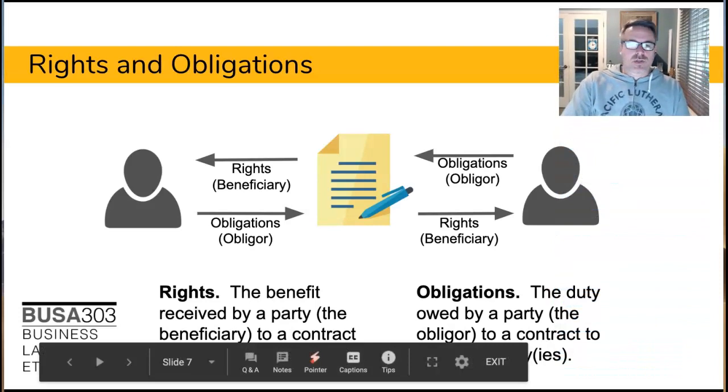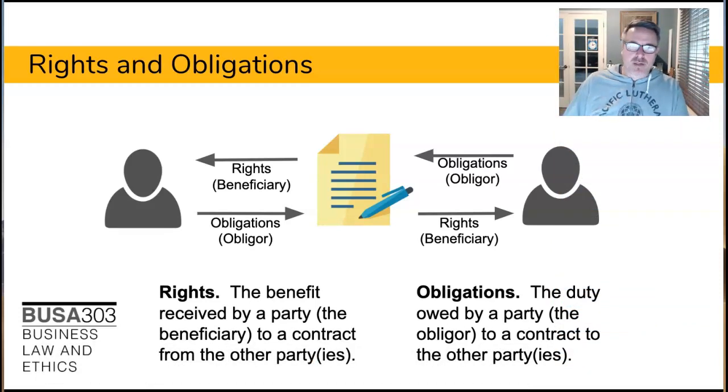All right, so I came up with this little diagram to try to explain the difference between a right and an obligation, because you have to understand the difference between a right and an obligation before you can understand the difference between an assignment and a delegation. So when one of the parties agrees to do something, to make some sort of promise, they have an obligation, and they are referred to as the obligor. So the obligor has an obligation.